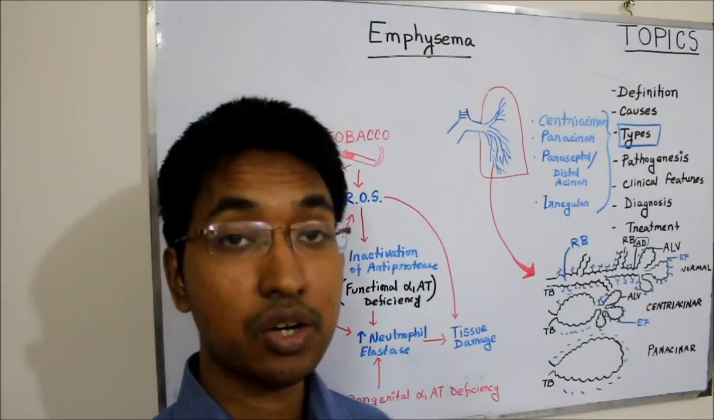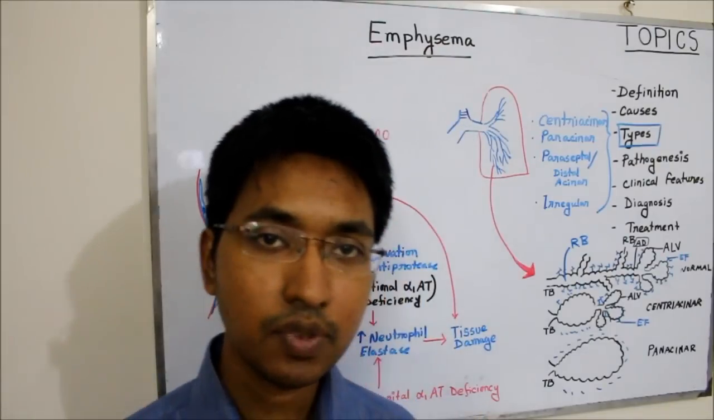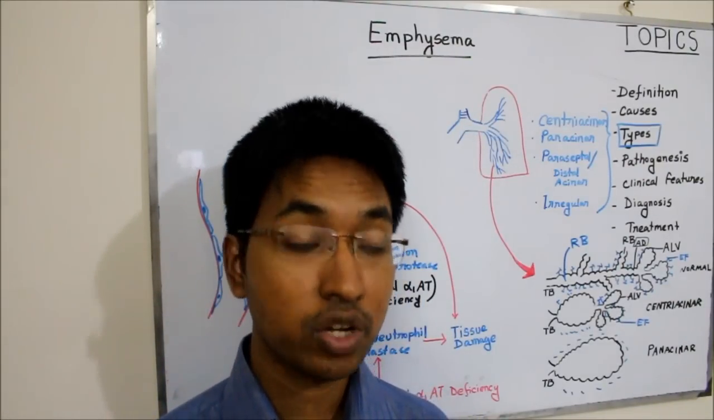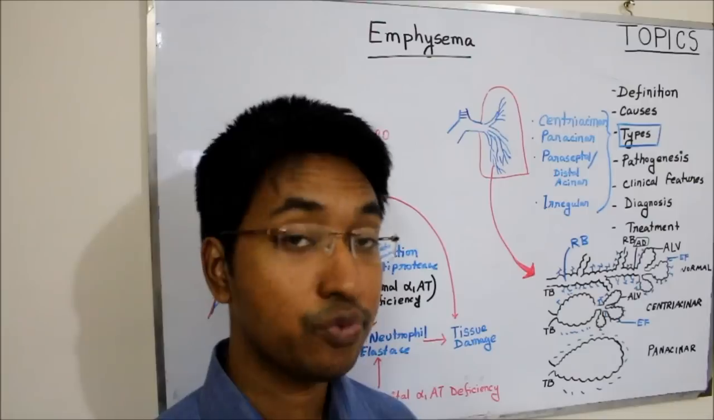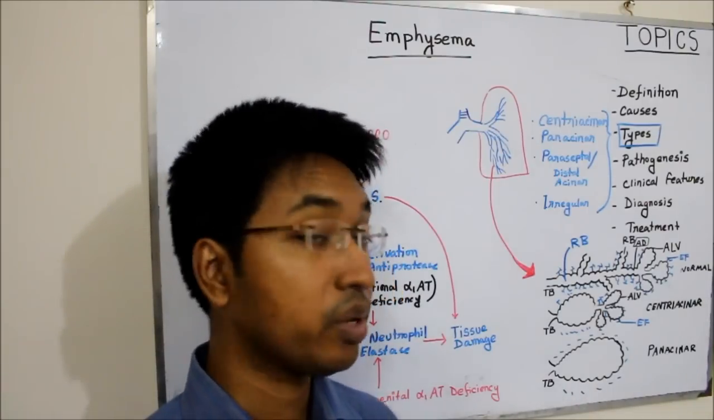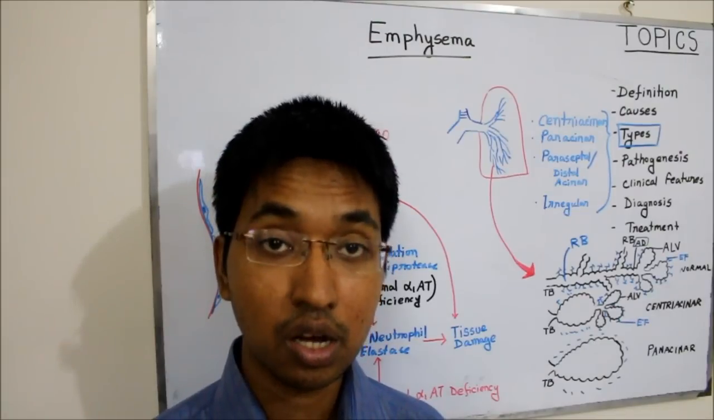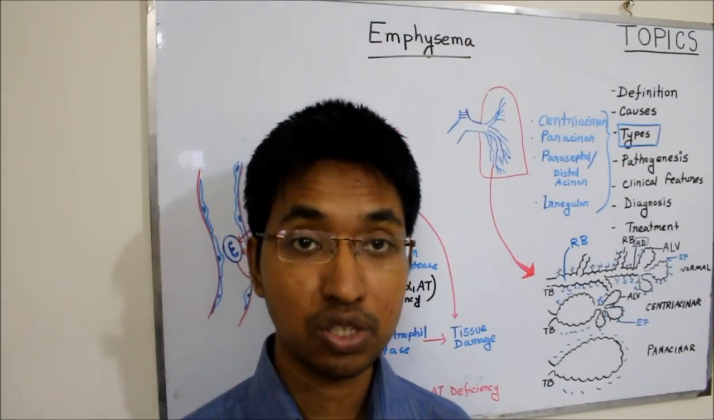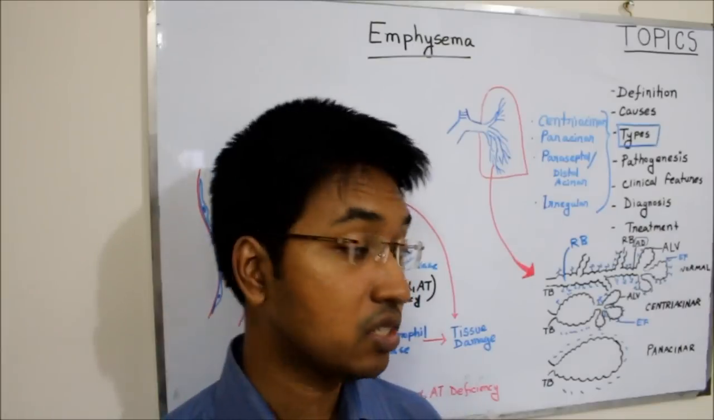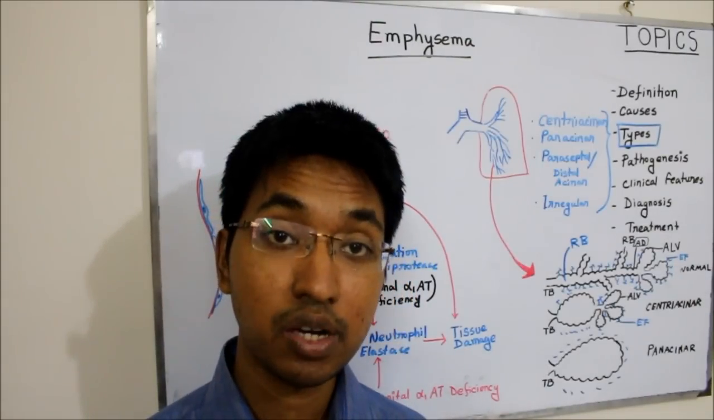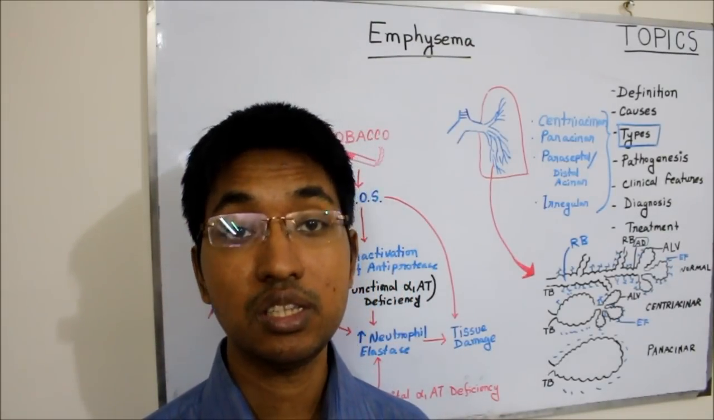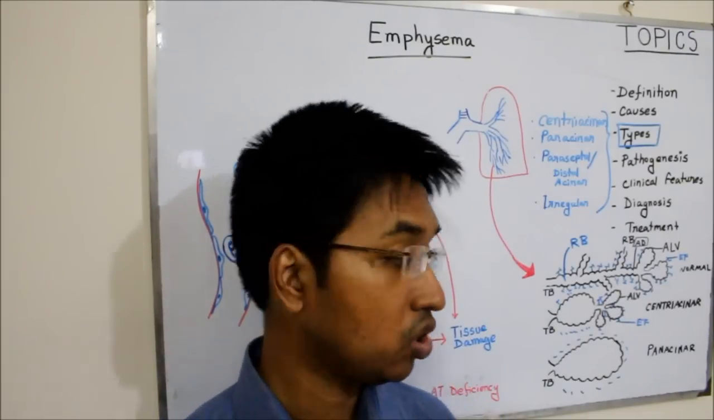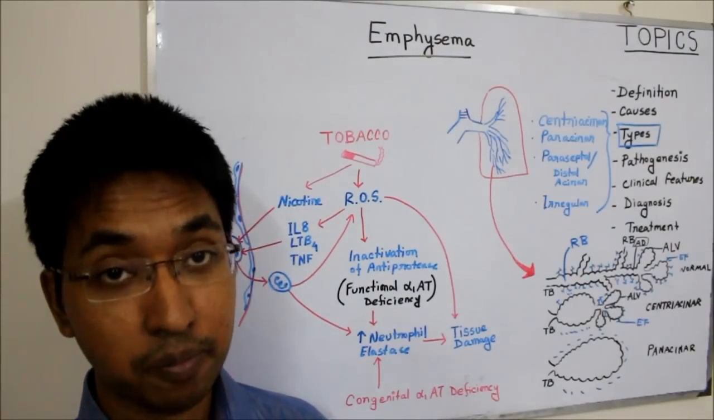by Panacinar emphysema. And one important thing you have to know, in contrast to the Centriacinar emphysema, Panacinar emphysema occurs in the lower part of the lungs and in the anterior margin. And in the severe cases of Panacinar emphysema, it is commonly seen in the base of the lungs. Okay, so that is in short about Panacinar emphysema.